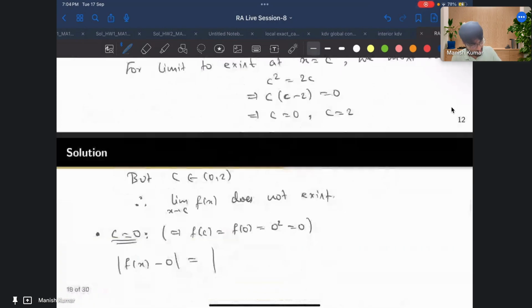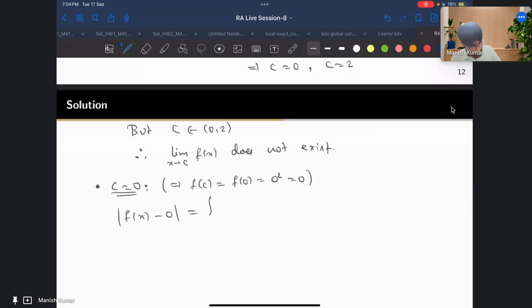So now I'll write this as mod of x square if x belongs to Q intersection [0, 1], and it is 2 mod x if x belongs to Q complement intersection [0, 1]. Okay, this is what we have here.